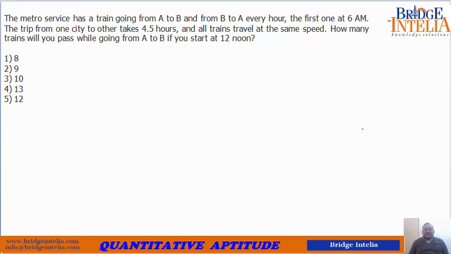It says the metro service has a train going from A to B and from B to A every hour, the first one at 6 a.m. The trip from one city to the other takes 4.5 hours and all the trains travel at the same speed. The question is, how many trains will you pass while going from A to B if you start at 12 noon? Please pause the video, read this question carefully first, then we'll proceed.